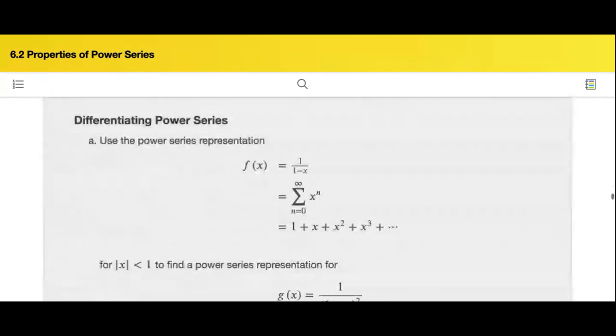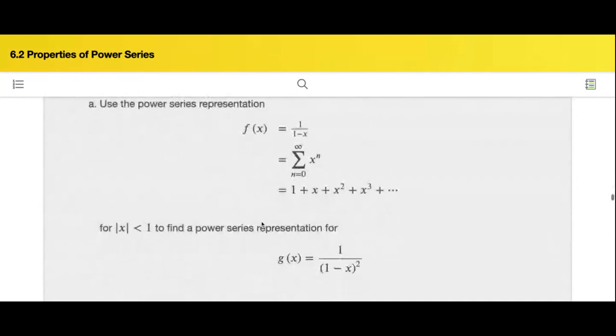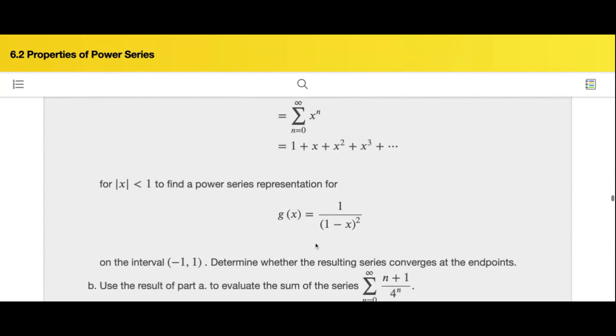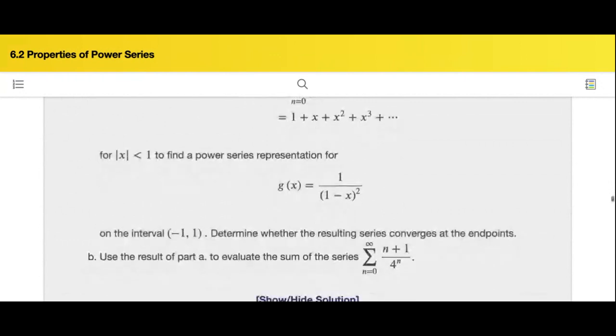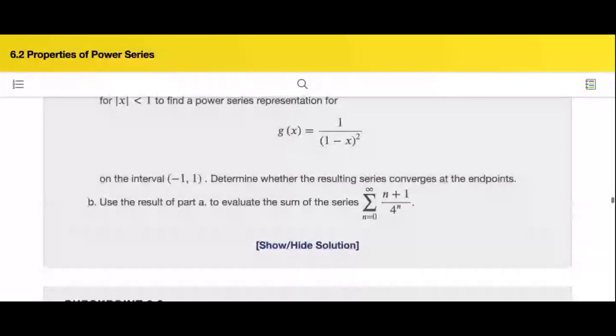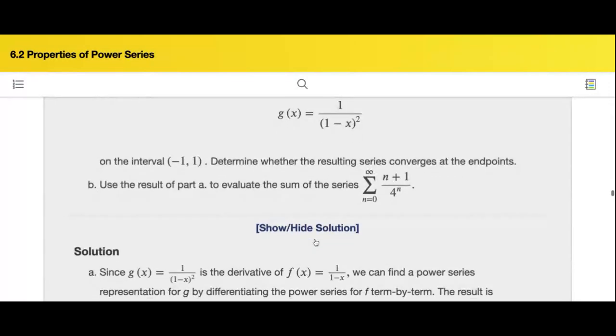Let's see an example. So use the power series 1 over 1 minus x and find the power series representation for 1 over (1 minus x) squared. We already did one, right? We already did one by the product of two power series. And also we can use differentiation. So B, use the result of part A to evaluate the sum of the series n plus 1 divided by 4 raised by n. Let's see this one.